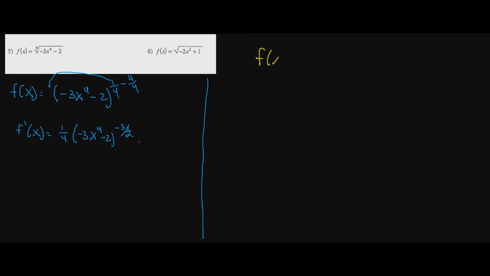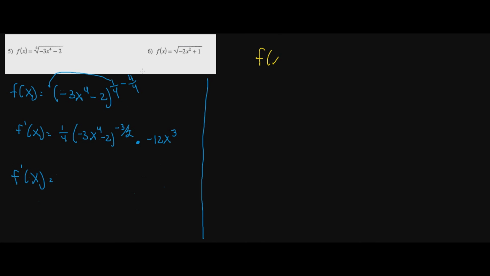Okay, well, now we're going to multiply this by, don't forget, the derivative of the inside, which is going to be, derivative of the first term is negative 12x to the 3rd power by subtracting 1. Derivative of negative 2 is gone. All right, let's simplify this.